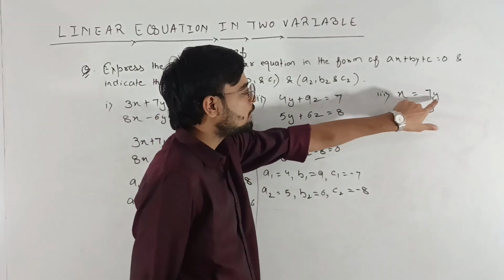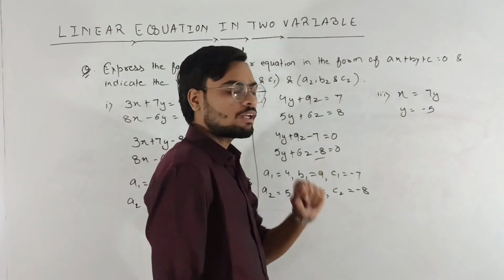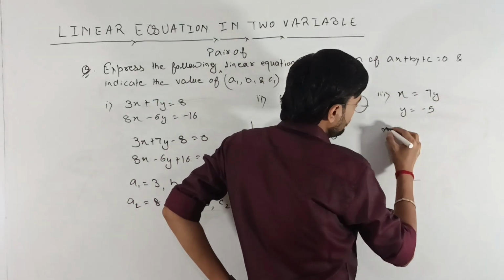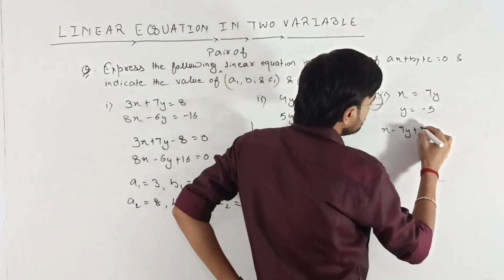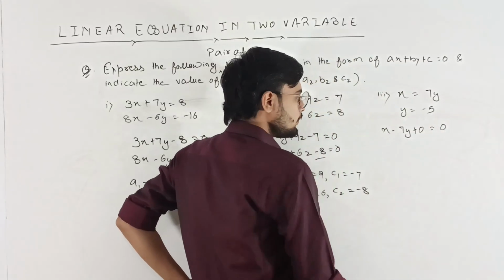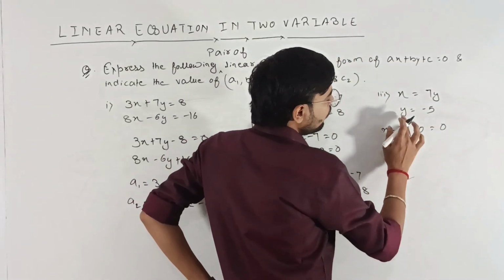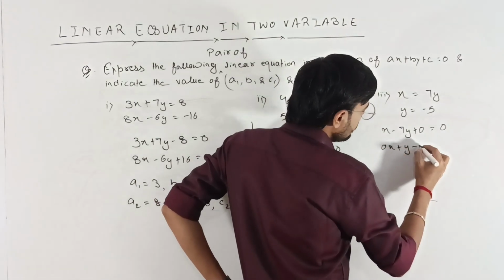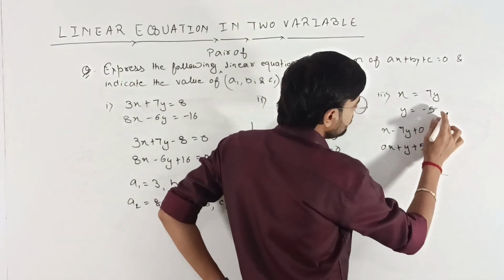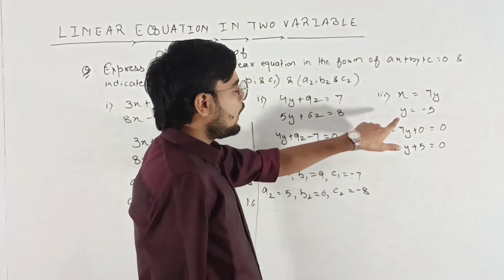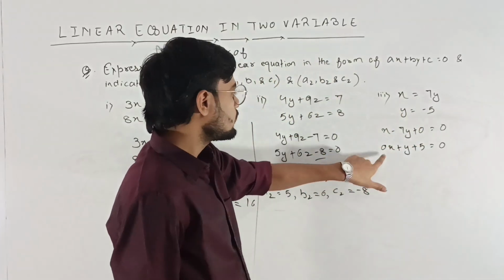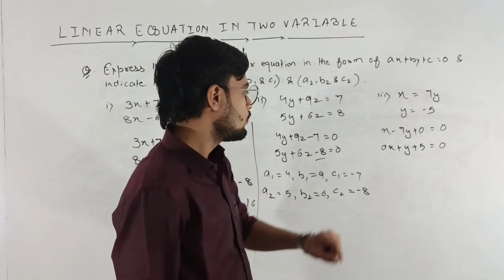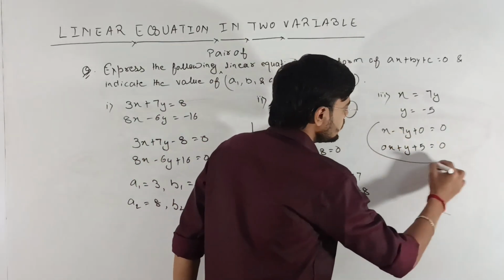Next is x is equal to 7y and y is equal to minus 5. First we convert this one, x is equal to 7y, into general form. Then this will become x minus 7y plus 0 is equal to 0. Now convert this one, y is equal to minus 5. Then this will become 0x plus y plus 5 is equal to 0. This 5 goes to that side, and when x is not present, then we write 0x. Understood? And here constant is not present, that's why I write 0 in place of constant. Okay. Now this is in general form.